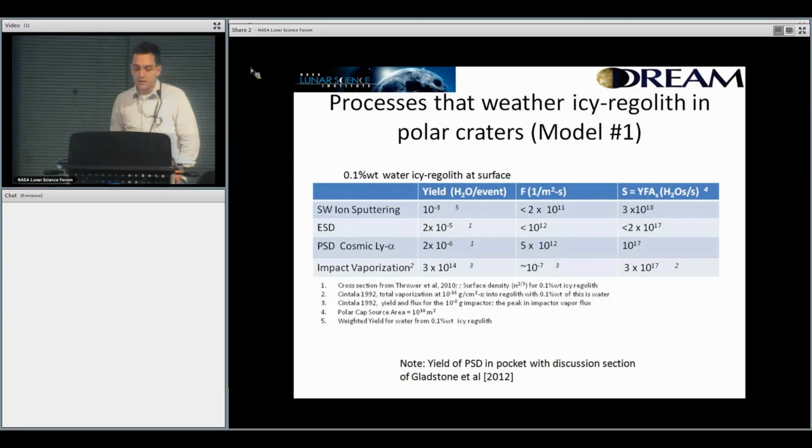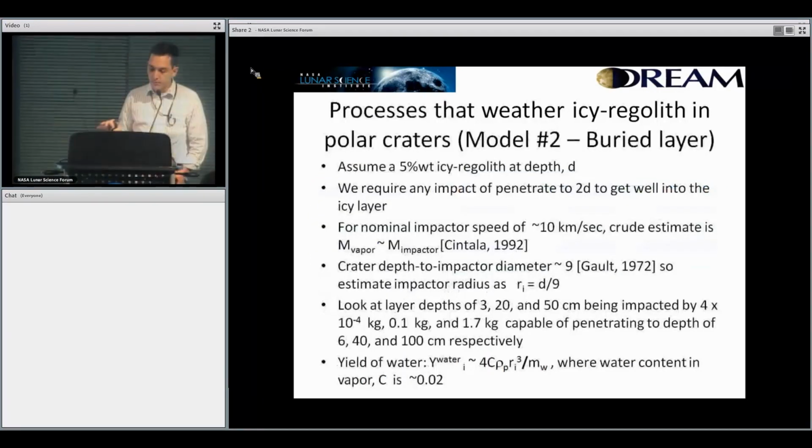So taking a look at the 2 different surface models that we proposed, basically this is the first model where we just have water that's on the surface or just below the surface, and all of these processes can get at this water. Basically knowing the yield for each process, sputtering, electron-stimulated desorption, and others, we also know the frequency of these events, so we can multiply these and integrate over the entire area of the water that's distributed at the poles to get a number of water molecules coming out of the poles per second. And you can see all of these processes compare within about a factor of 10 to the 17th, 10 to the 18th water molecules per second.